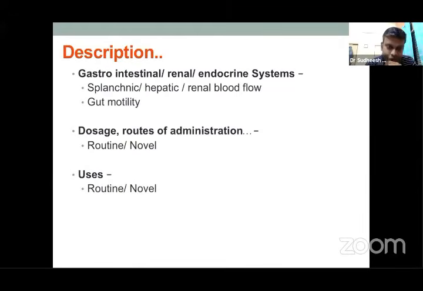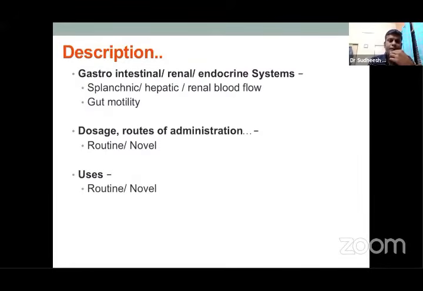Then next is uses: how the drug is used, what it is routinely used for, and whether there is any novel use. For example, many times now you are using thiopentone. Thiopentone is routinely used for induction of anesthesia, but many times it's also used for the WADA test, or it is used for, what do you say, sleep.